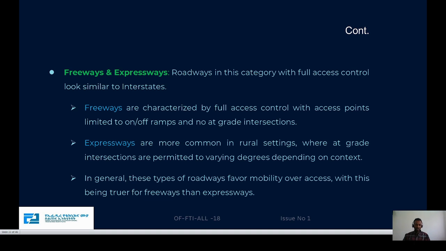Freeways are characterized by full access control, with access points limited to on and off ramps and not at grade intersections. So freeways will be fully access controlled, with access points only on or off by ramps. Expressways are more common in rural settings, where at-grade intersections are permitted to varying degrees depending on the context.